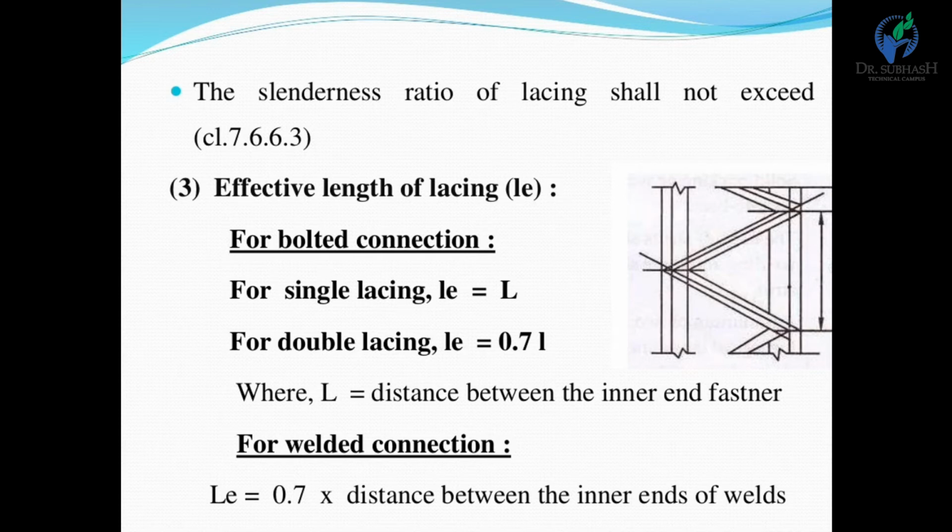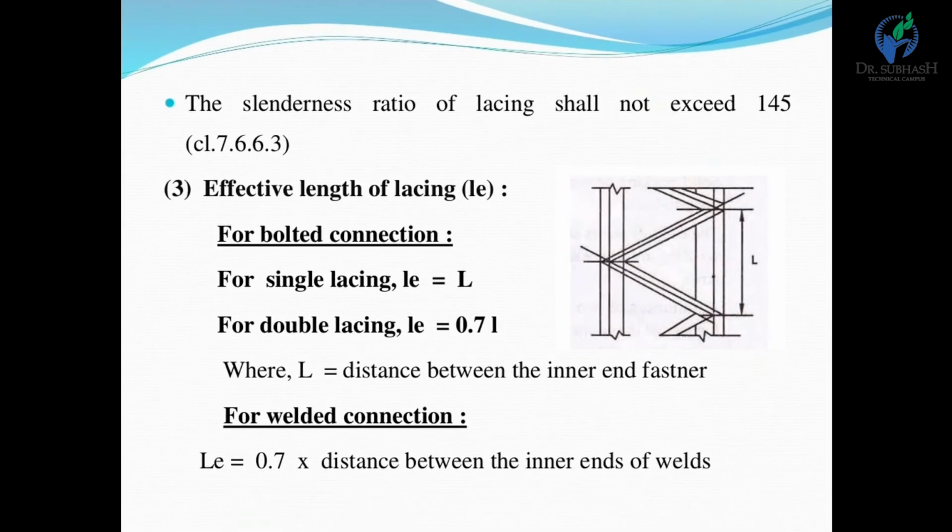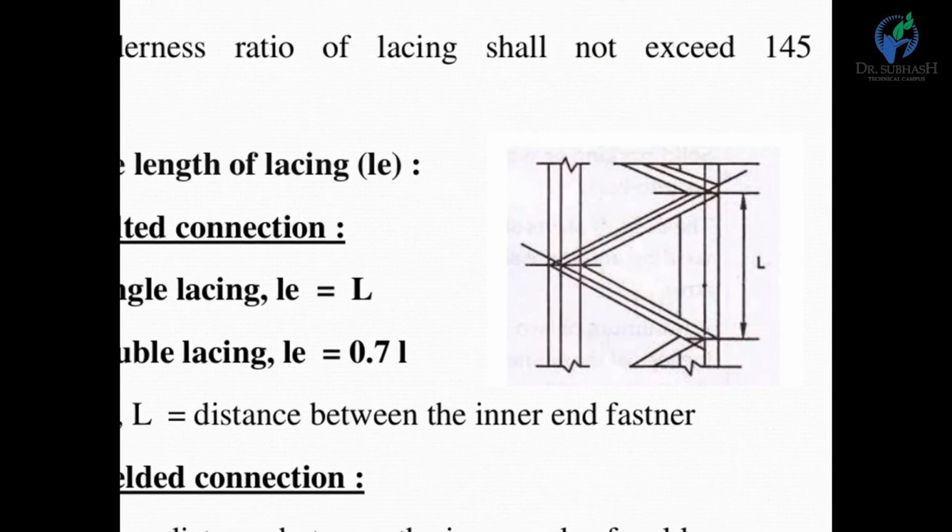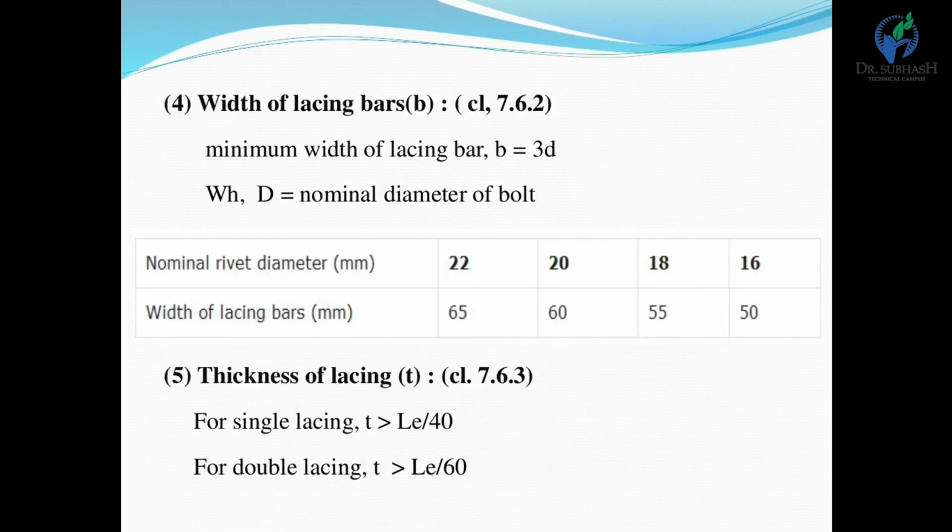If you use a double lacing system, then L effective is equal to 0.7 times L, where L is the distance between the inner ends of the fasteners. Now in the case of a welded connection, the effective length of lacing should be 0.7 times the distance between the inner ends of the weld. It means our L. You can see the figure showing how we calculate the L of lacing.